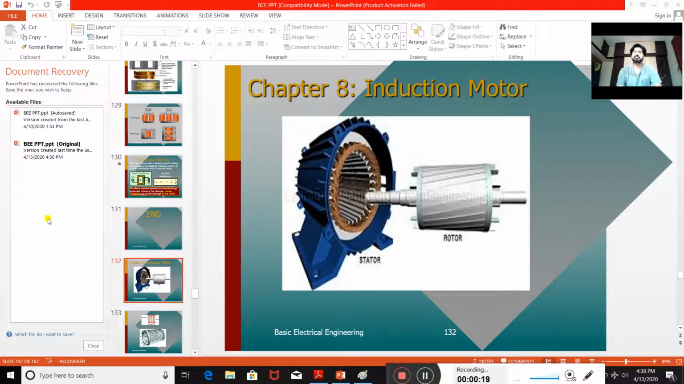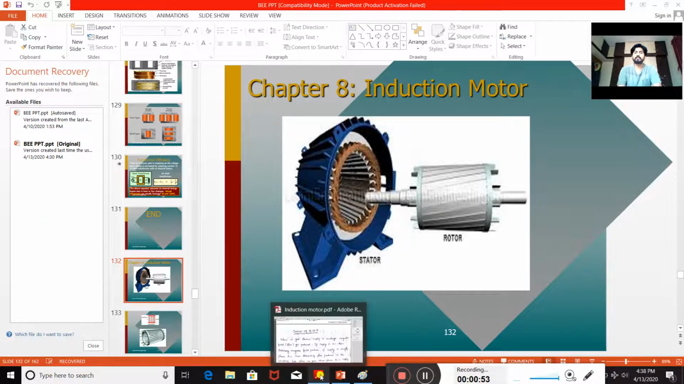Hello students, in today's lecture we are going to learn about the concept of rotating magnetic field in three-phase induction motor. In last class I covered the introduction to induction motor, then applications, advantages, and types of induction motor along with the construction features. Now the next part of the three-phase induction motor is the concept of rotating magnetic field. Now let me begin with that concept.